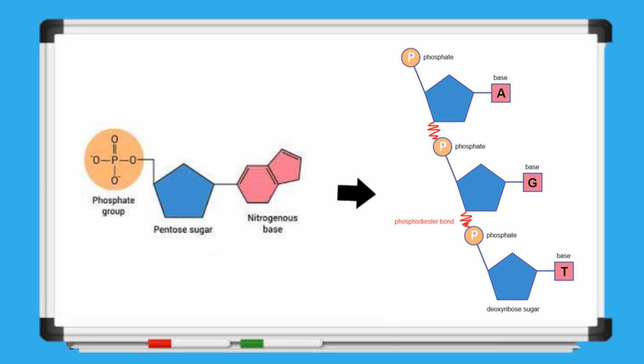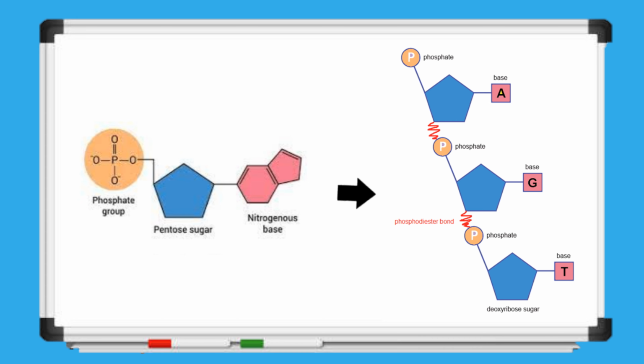And talking about how a nucleotide is formed. A nucleotide is completed when a phosphate group attaches to the pentose sugar. This forms what we call a phosphoribose structure. Finally, the phosphate group bonds with the sugar through what's known as a phosphodiester bond. This bond is essential because it links one nucleotide to the next, forming a long chain. And it is this chain that creates the backbone of the DNA molecule.